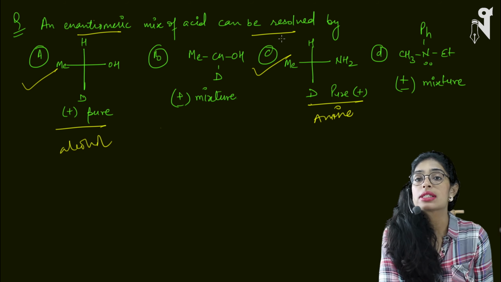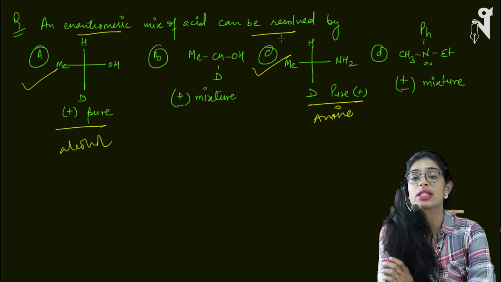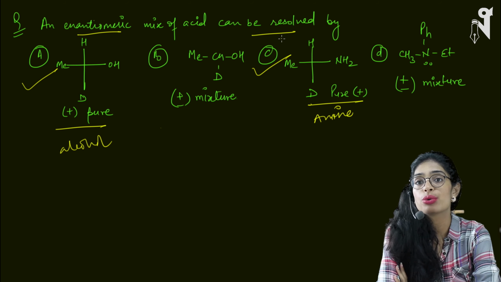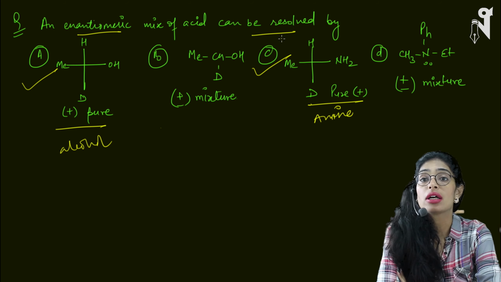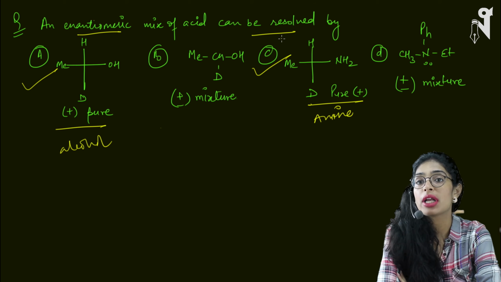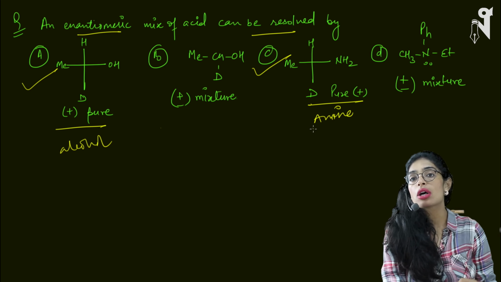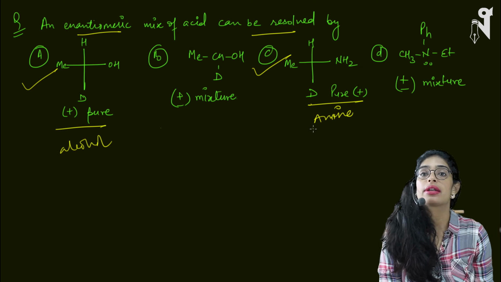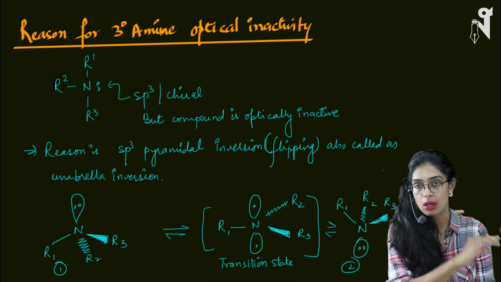Next I'm going to discuss is, if you remember when we started the session, at that time I told you that I will tell you why tertiary amine, even though it is chiral, if you have an sp3 amine or sp3 nitrogen, even though it is chiral, why it cannot show the optical activity. So we will just talk about the reason why it cannot show the optical activity just now.